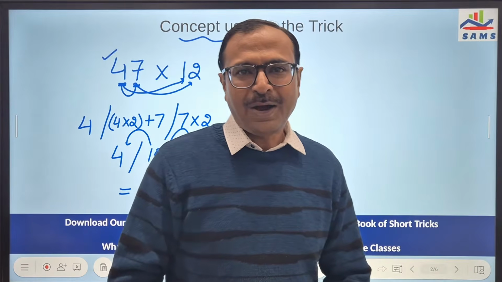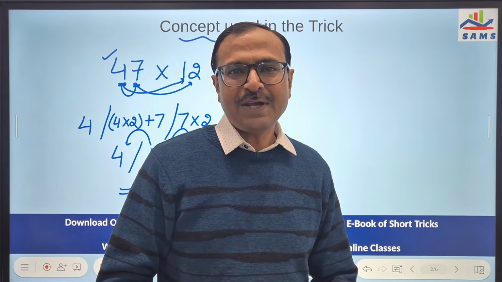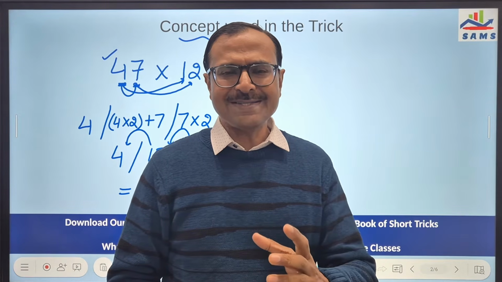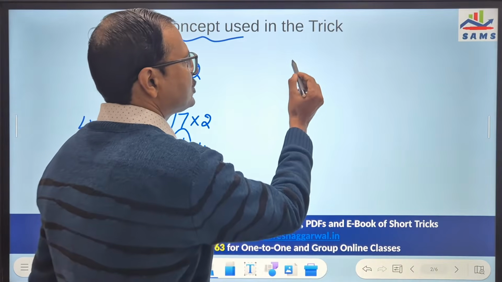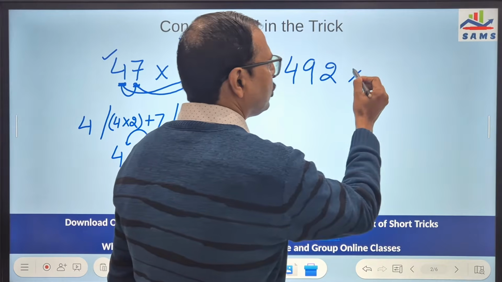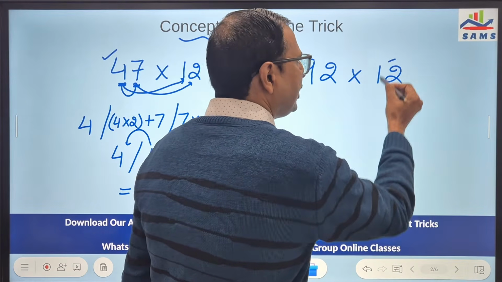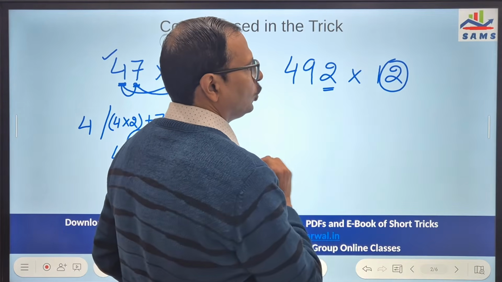Okay, so how do we do that using a 3-digit number now? Once we are using 3-digit numbers, we need to understand that the number of steps will increase. So suppose you have 492 and I want to multiply that by 12. So I need to multiply only by 2, not by 12. Okay, so let's start with the 2.